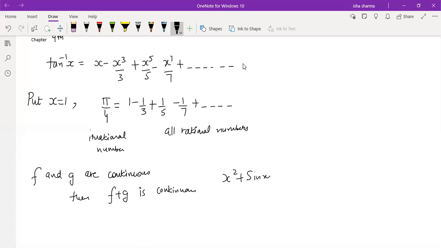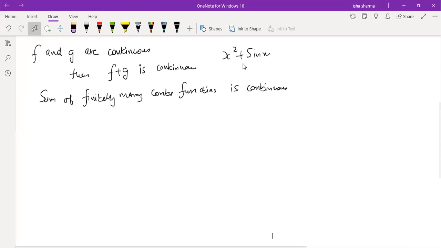On similar lines to what I explained for rationals and irrationals, we have the result that if you add finitely many continuous functions, the result is always going to be continuous. So now the question we are going to pose is: what will happen if we add infinitely many continuous functions? That is the question we are looking at.